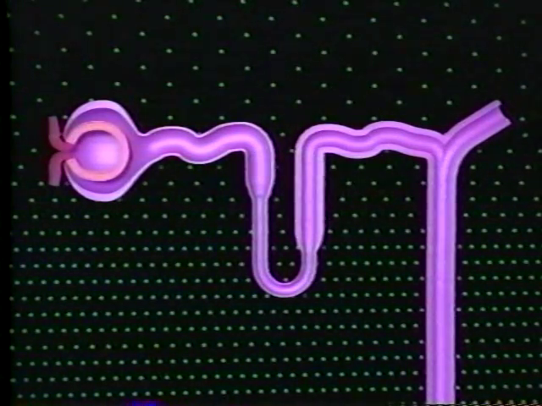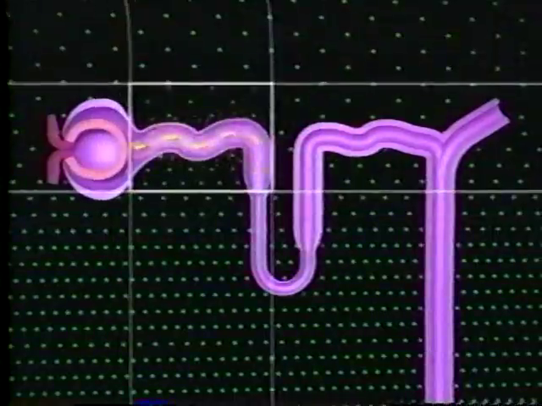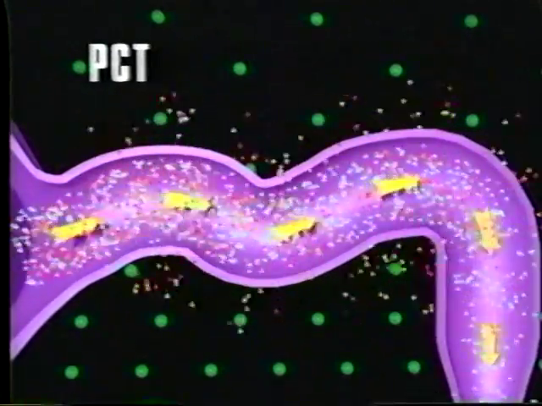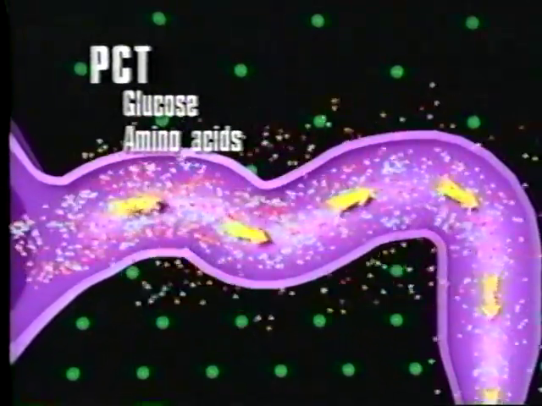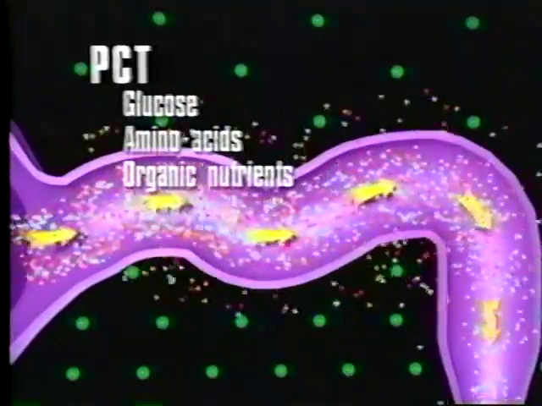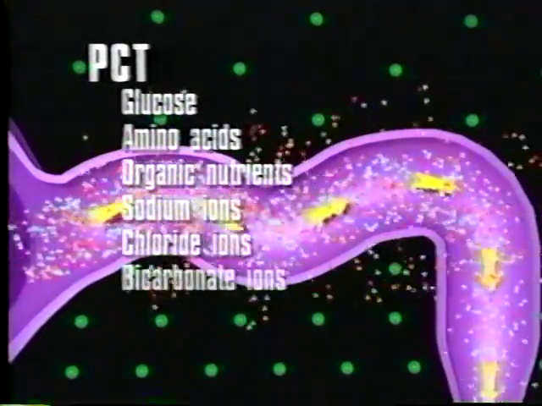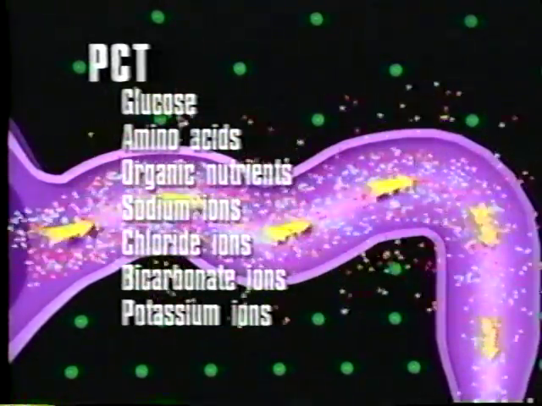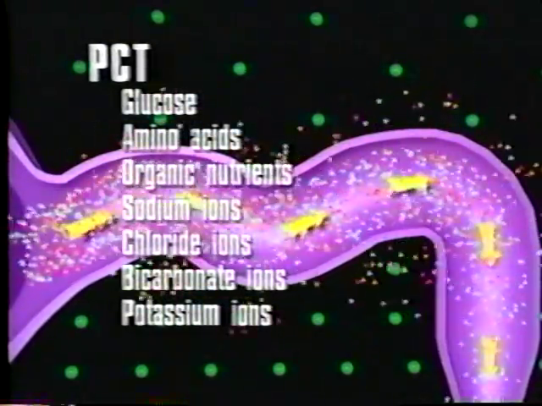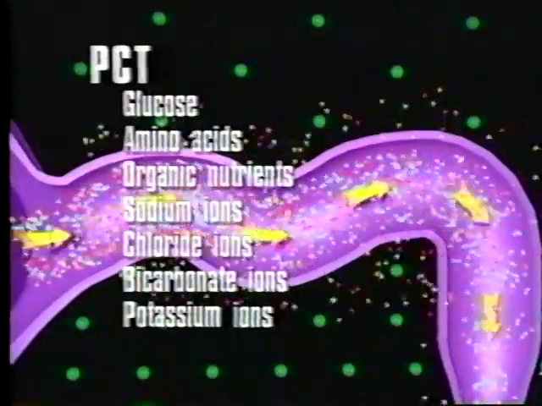Reabsorption starts when the filtrate enters the proximal convoluted tubule. Here, the epithelial cells absorb all or most of the glucose, amino acids, and other organic nutrients. Important ions like sodium, chloride, bicarbonate, and potassium are also reabsorbed. Some of these ions are actively transported, others are reabsorbed through diffusion.